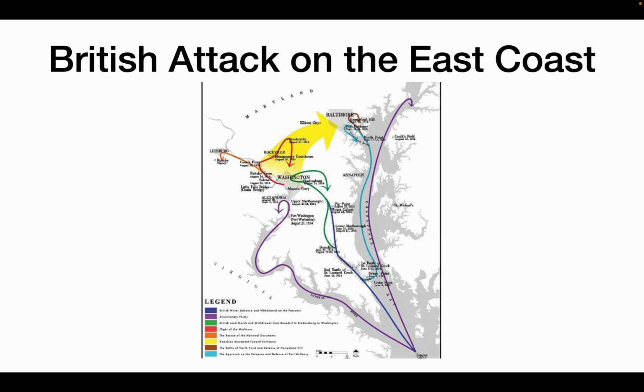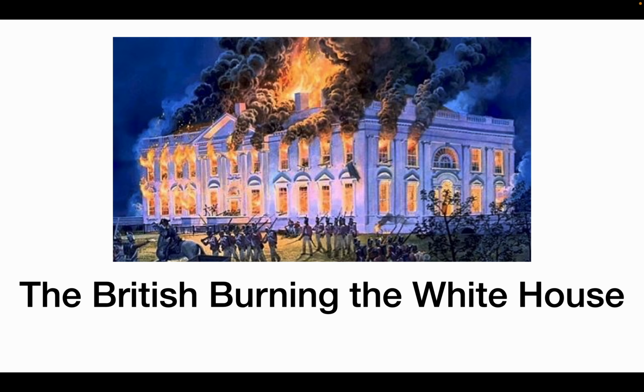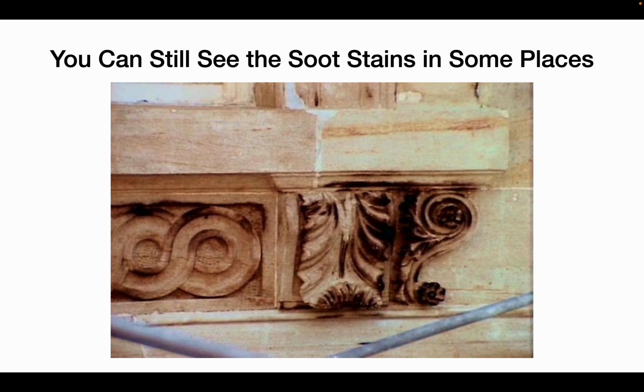So, here's the British attack on the East Coast. We'll see a little bit more of that in a second with Baltimore. But this is the British burning the White House. They marched in, they had Madison's dinner after he fled, and they burned down the White House. You can still see the char marks on the side of it.